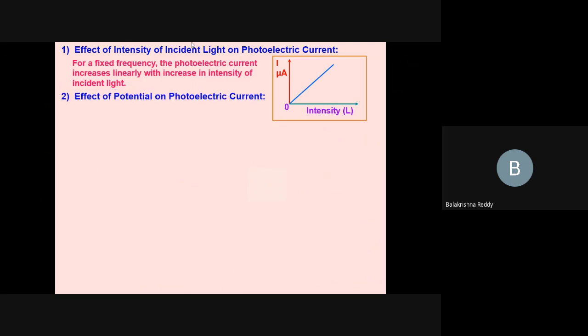The second effect you can find is the effect of potential on photoelectric current. How will potential affect the photoelectric current? See, we have created potential by using the battery from outside. We have a rheostat also, voltmeter and ammeter also are there. Then how this potential effect comes, let us see.